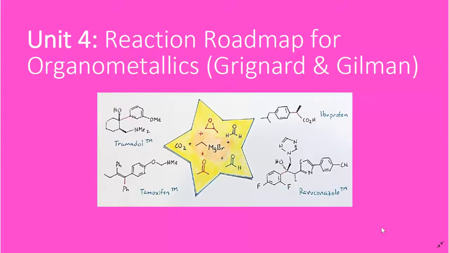Hi, in Unit 4 we learned about the organometallics, and in this video I want to summarize the reactions of two of them, the Grignard reagent and the Gilman reagent. In particular, the Grignard reagent is extremely useful to make carbon-carbon bonds, and here on the screen I've drawn some molecules, some very important biologically active molecules, where a certain bond was made via a Grignard reaction. It's the bond in pink.